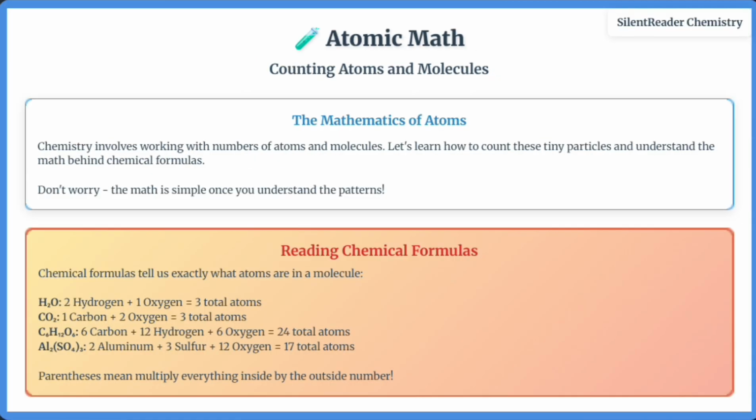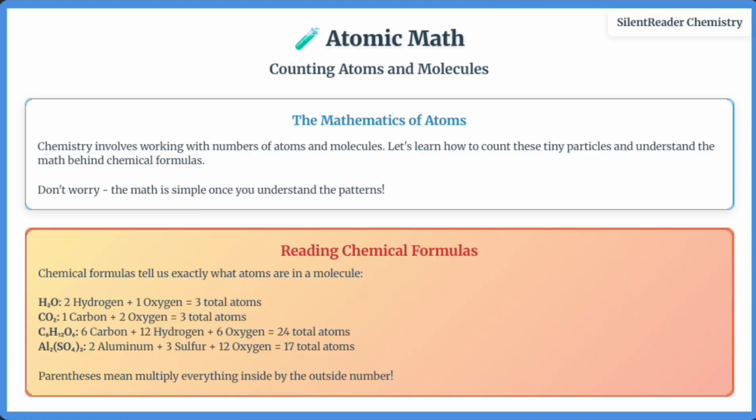Now let's explore the mathematics of atoms and molecules. Chemical formulas tell us exactly what atoms are in a molecule. H2O has 3 atoms. CO2 has 3 atoms. C6H12O6 has 24 atoms. We work with atomic mass measured in atomic mass units, molecular mass which is the sum of atomic masses in a molecule, and molar mass which is the mass of 1 mole of substance.